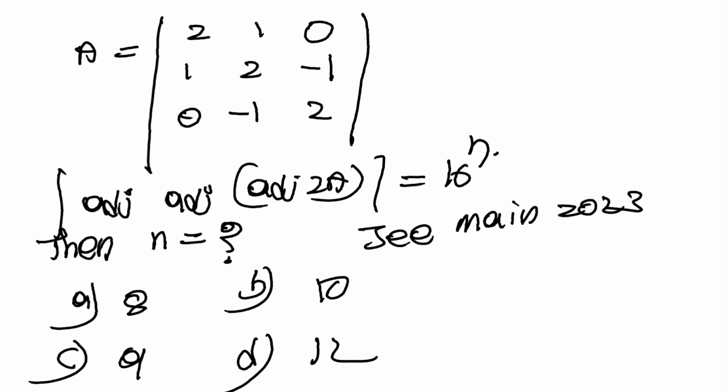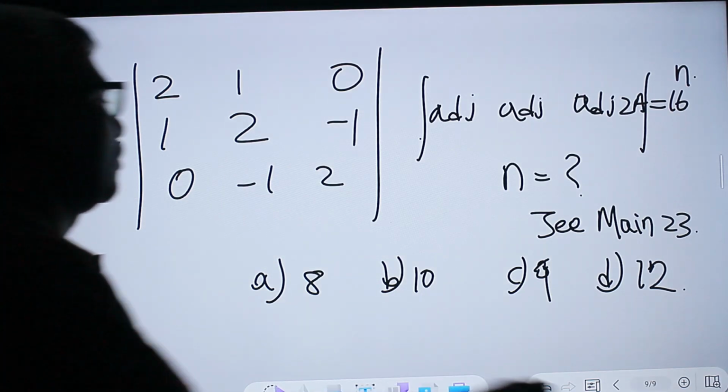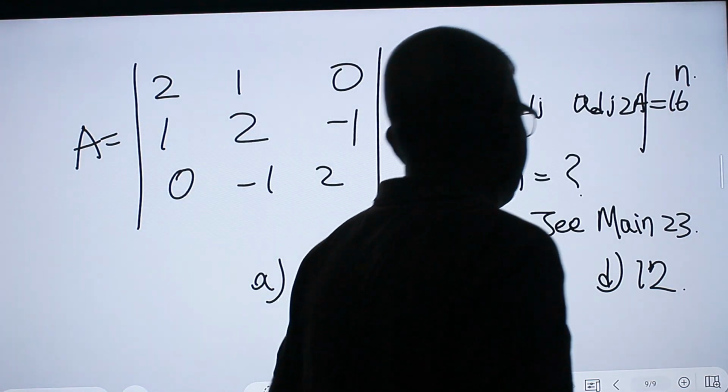This is the year 2023 question, the latest question. They have given 4 options: A equal to 8, B equal to 10, C equal to 9, D equal to 12.